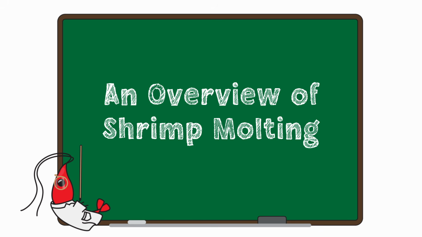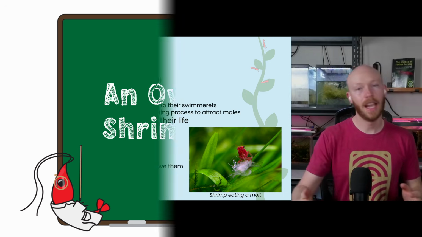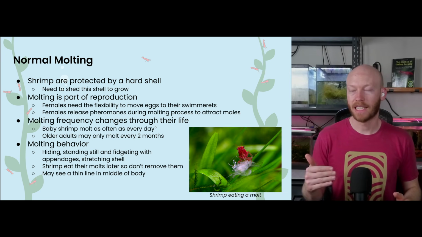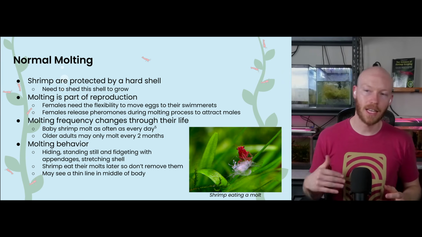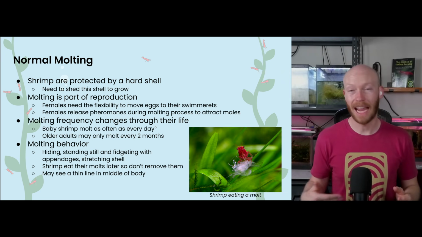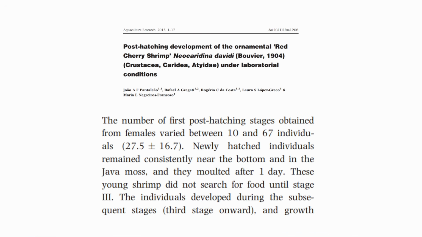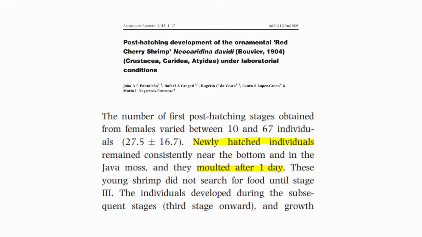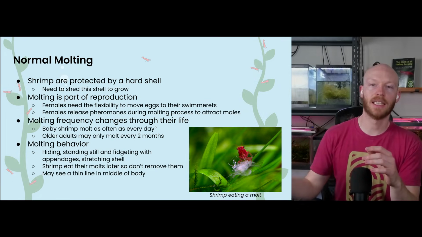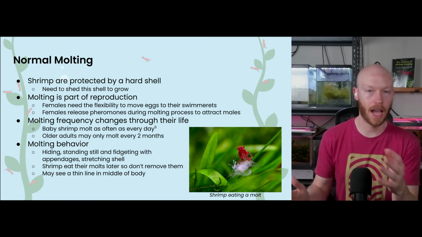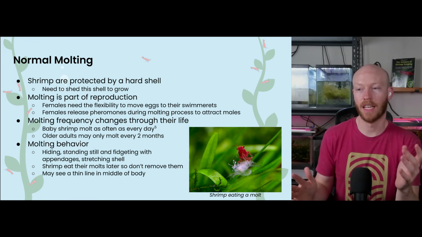Moving on from diseases and talking about normal molting, and then we'll talk about molting issues after that. As you may already know, shrimp are protected by a hard shell, so they need to shed the shell to grow and also to reproduce. Molting frequency does vary throughout their life. As a newly hatched baby, they are molting every day or two, and that slowly becomes less and less frequent as they get older, to potentially about 1.5 to every 2 months by the time they hit roughly 2 years of age.